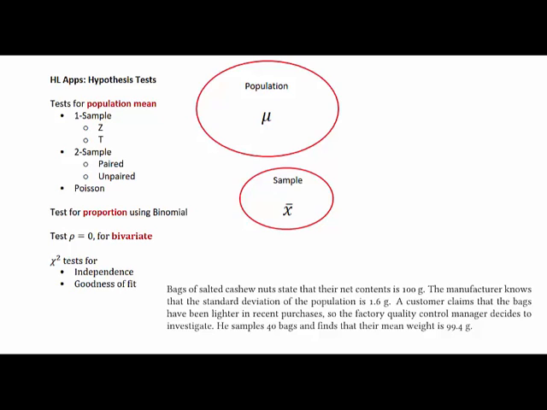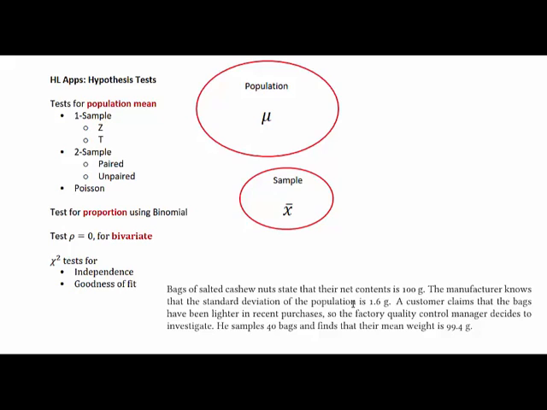Okay, this is higher level apps, all of the hypothesis testing that you need to know. Apart from at the bottom there, you'll see chi-squared testing, which we haven't covered yet. Everything else we have though. So the majority of hypothesis testing is against claims made about the population mean.